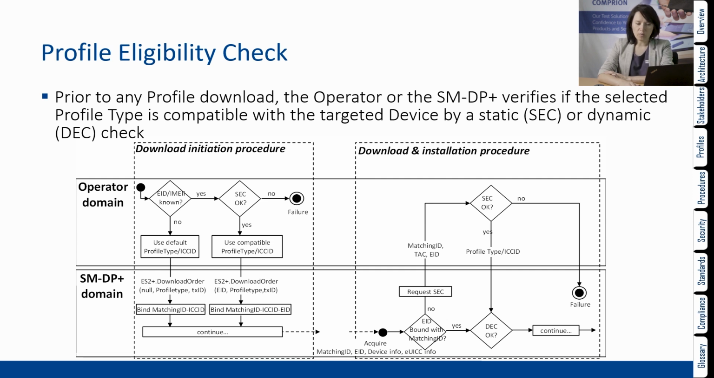If this profile will be acquired, then the EUICC ID will be bound, and it will be checked if it's bound with a matching ID, and it will be checked if this static verification of the eligibility check is required, especially since it might be using the TAC information of the device, the matching ID, the EUICC ID. And if it's okay, then it goes to the static check, and the profile type and ICCID will be checked dynamically, and then it will go to the next step.